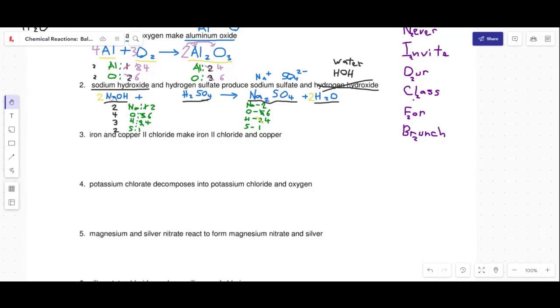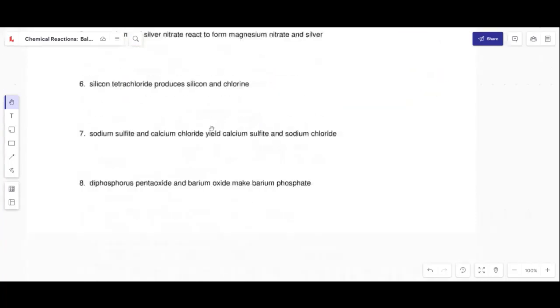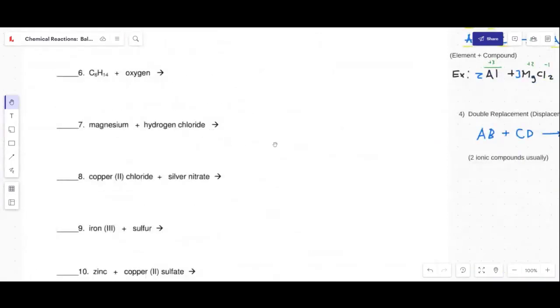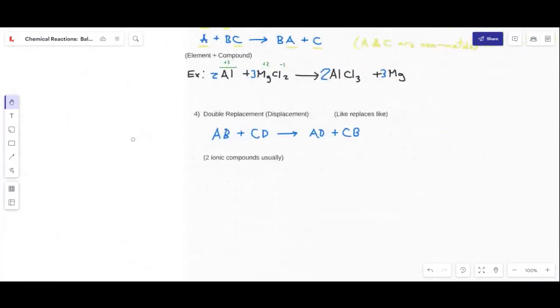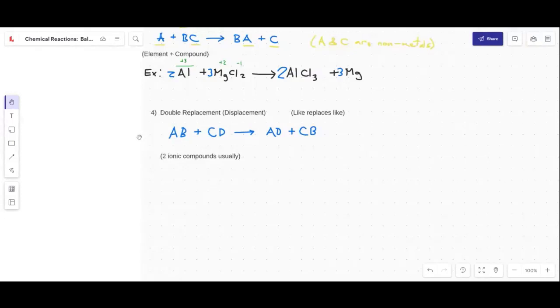Like replaces like. The sodium is a positive charge, hydrogen is a positive charge. They switch places. Keep in mind, hydrogen often acts like a metal. So in like replaces like, you're almost always going to use hydrogen as a metal. It will replace other metals.